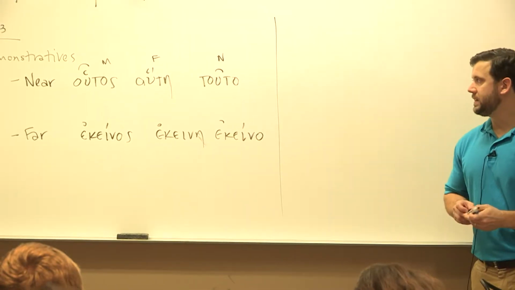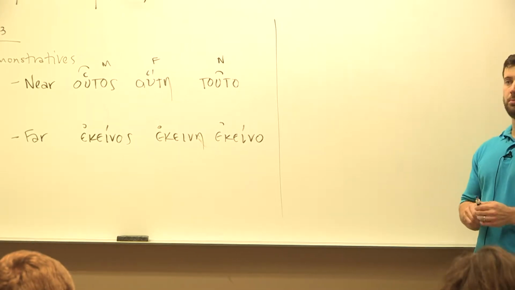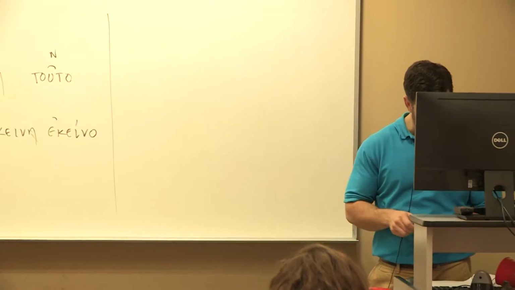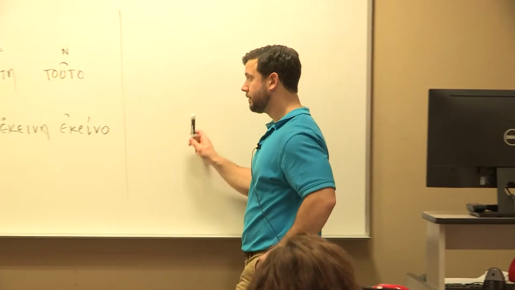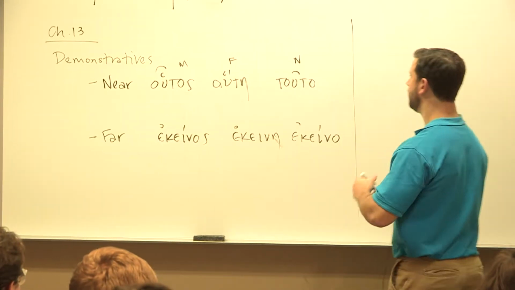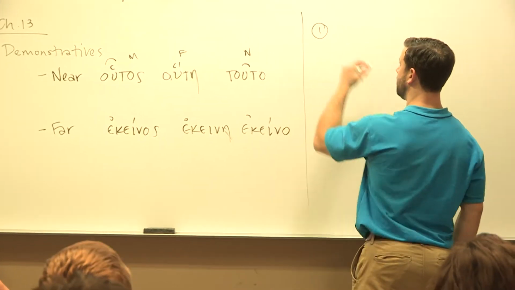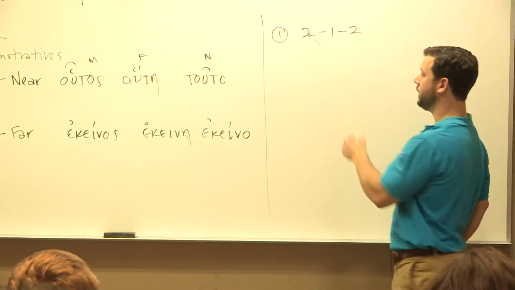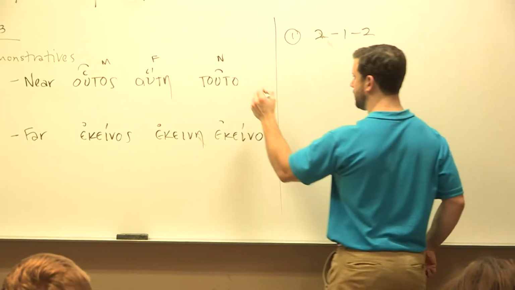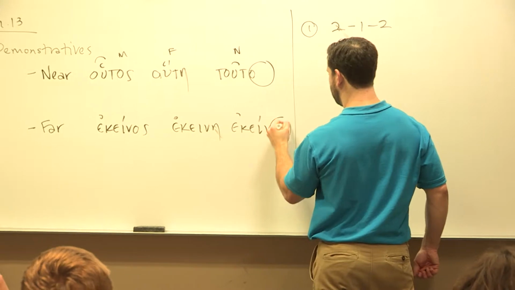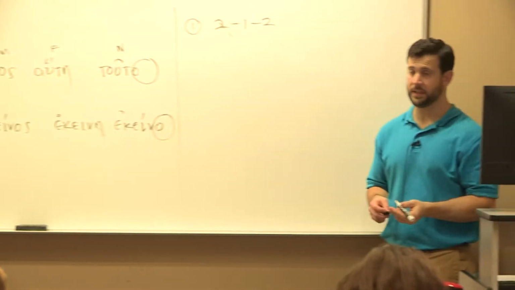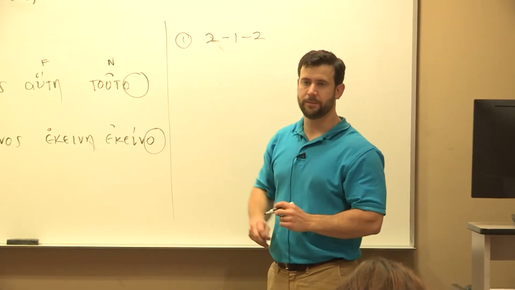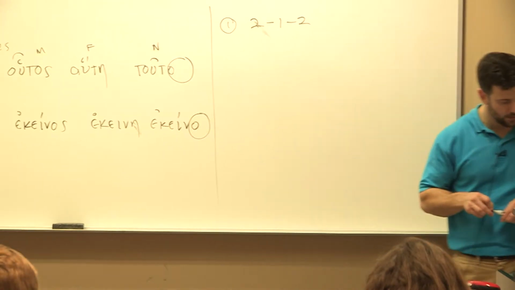As far as these translations, let me give you six more points on how these demonstrative pronouns work. First, the form. They're just going to follow the regular 2-1-2 pattern, with the exception of the neuter nominative and accusative. Just like we saw with autos, aute, auto, you would expect a new ending, and it uses no ending there.